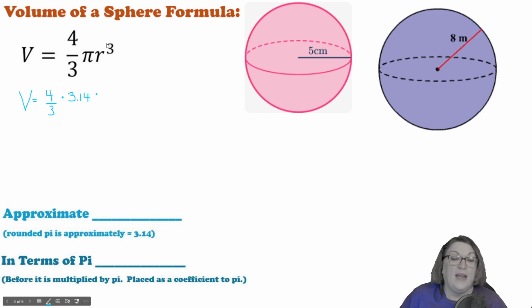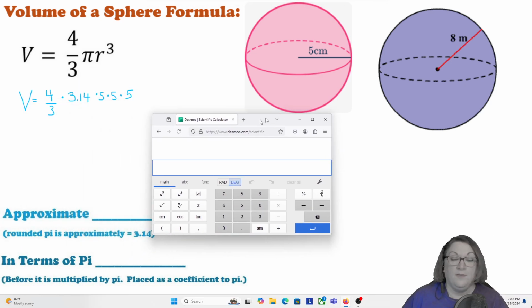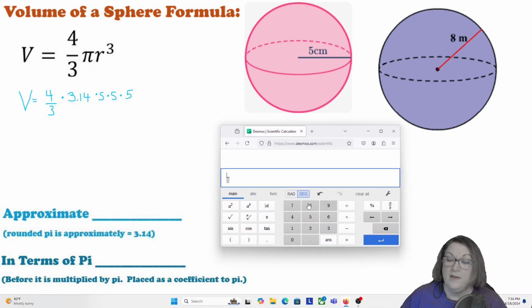Multiply that times the radius cubed, and that's 5 in this case, so it would be 5 times 5 times 5. And so when I plug that in my Desmos calculator, again, hit the fraction button, click on the 4, click on the denominator, put the 3 there, then click next to it to get your cursor in the right spot, hit the times button, put in your 3.14 for pi, hit another times button, 5, another times button, 5, and another times button, 5. 3 of them.